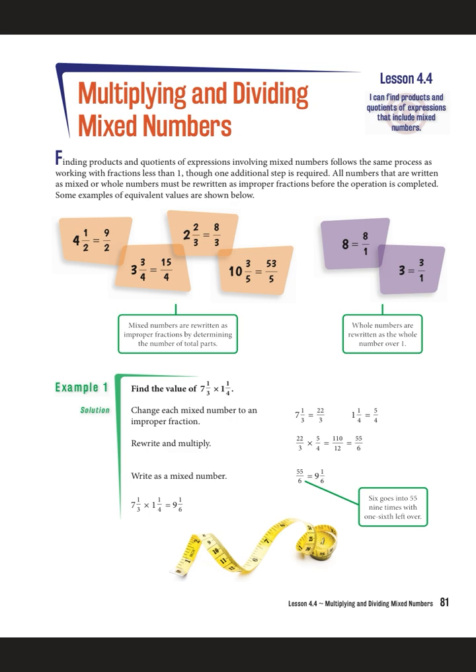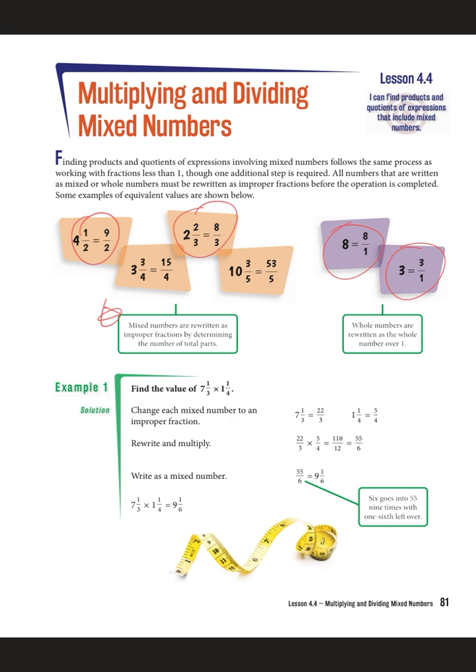So one example is 4.5 is equal to 9 halves. 2 2/3, and maybe I should be circling this for you so you can follow along. That's this one here. And let's say 2 2/3, that's equal to 8/3. 8 is equal to 8 over 1, and 3 is equal to 3 over 1. Mixed numbers are rewritten as improper fractions by determining the number of total parts. Whole numbers are rewritten as the whole number over 1.